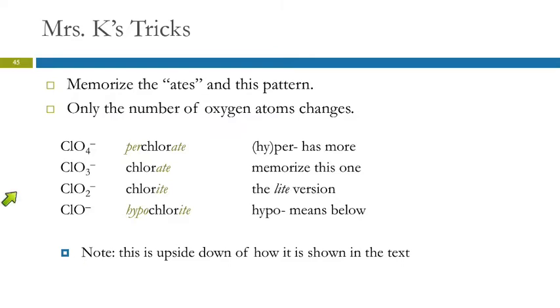And this note here, I list these upside down of how the textbook shows it because it makes more sense to me to have more oxygens at the top and fewer at the bottom. It gets smaller as you go down. But that's just how I think. No questions?